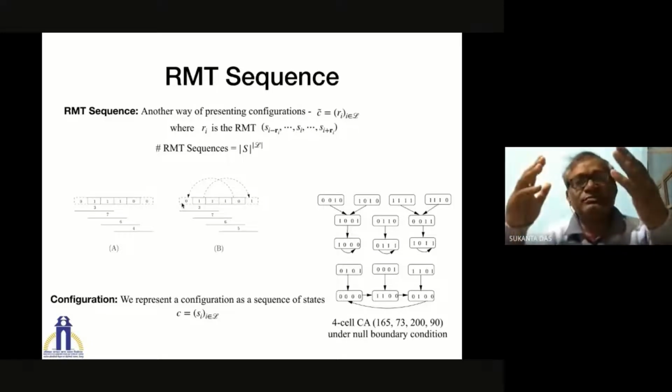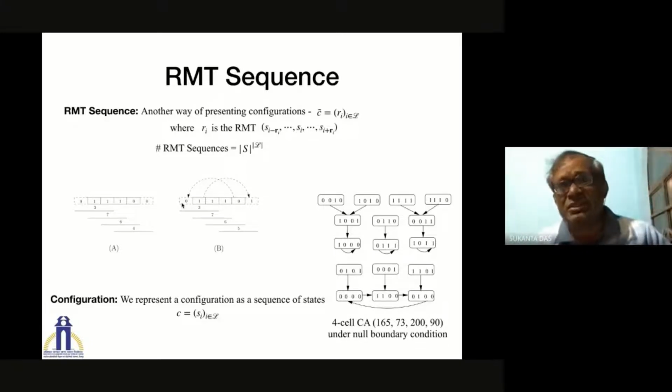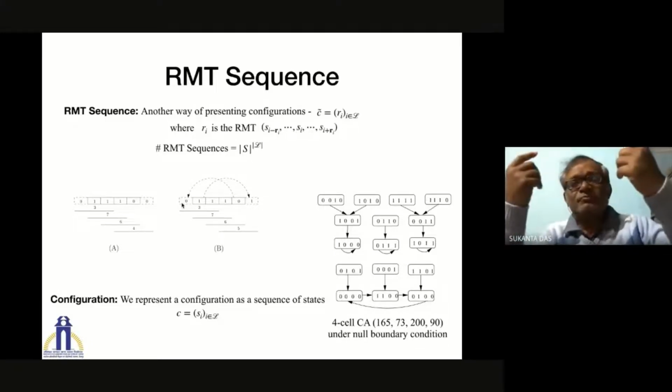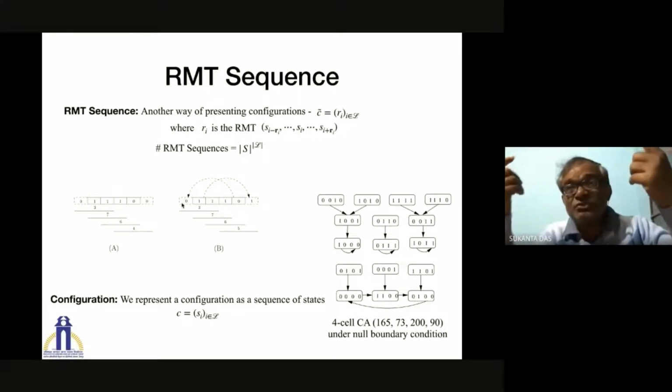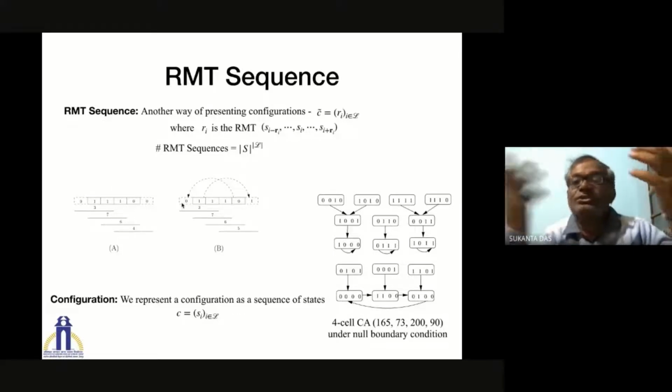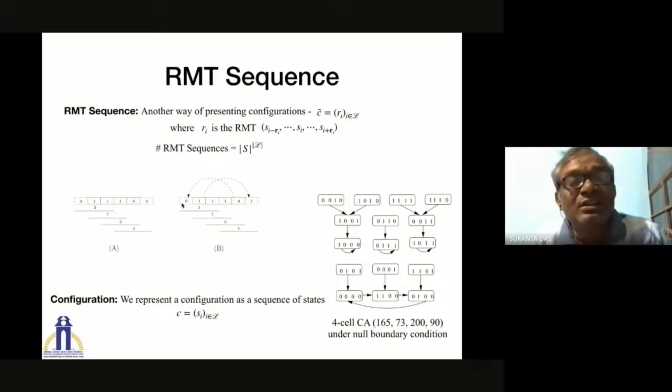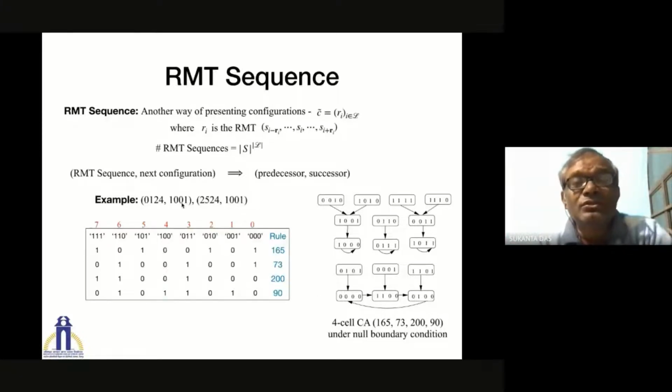Because in the periodic boundary condition, the rightmost cell and leftmost cell are neighbors of each other, so you get a different sequence. Mainly the terminating cells' RMTs differ. So I have told you these things. Next RMT sequence and next configuration are actually a predecessor-successor pair.